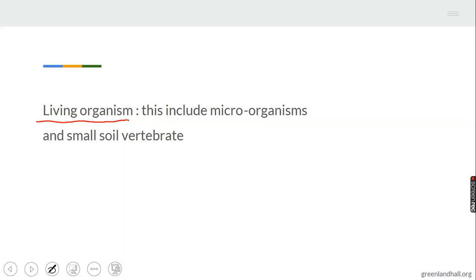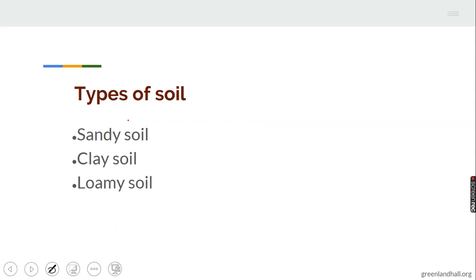We have earthworms as well, snails, and reptiles found in the soil. They help to improve the soil structure. They help to decompose organic materials in the soil to form humus, and they also aid percolation of water in the soil. Take note of this. Then let's quickly look into types of soil.